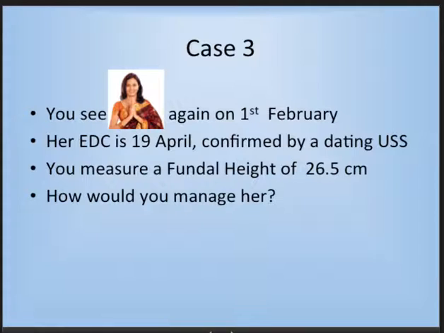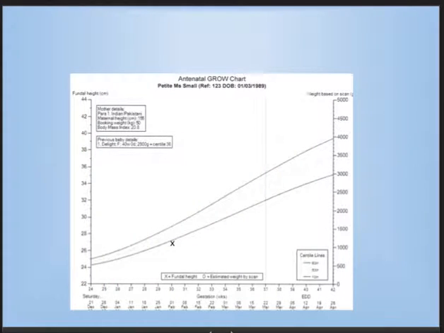Case 3 continued. You see this Indian lady again on the 1st of February, and her estimated date of confinement or estimated date of delivery is the 19th of April. That was confirmed by a dating ultrasound scan. You measure now a fundal height of 26.5 centimeters. How would you manage her? Look carefully at the fundal height chart.